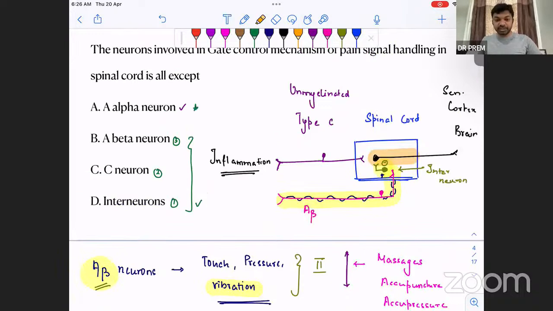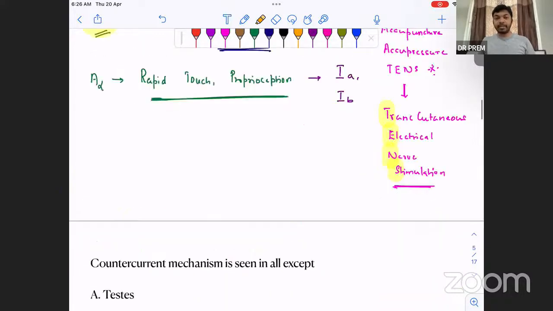Guys, have you understood this? If you understood gate control theory and there are no doubts in gate control, we can move on to the next question. Guys, you got gate control theory? Next one. Yeah, very good. So let's move on to the third question.